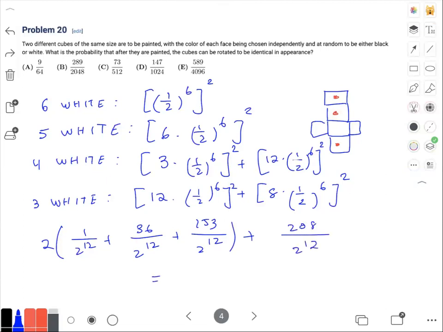So this is equal to, we can cancel out some stuff. So this is 190 over 2 to the power 11 plus 208 over 2 to the power 12. This is 380, 588 over 2 to the power 12. And 588 is divisible by 4, so I know I can cancel a 2 squared. So that'll give me 147 over 2 to the power 10, which is 1024, and my answer is D.